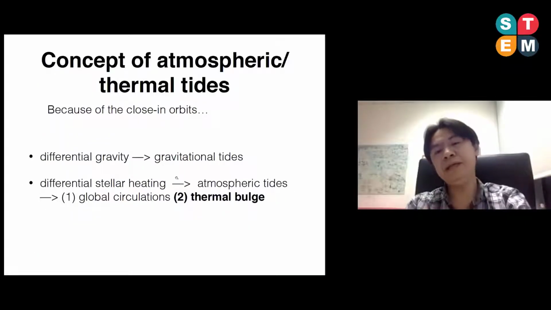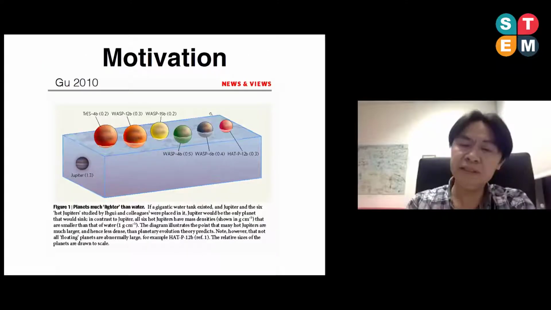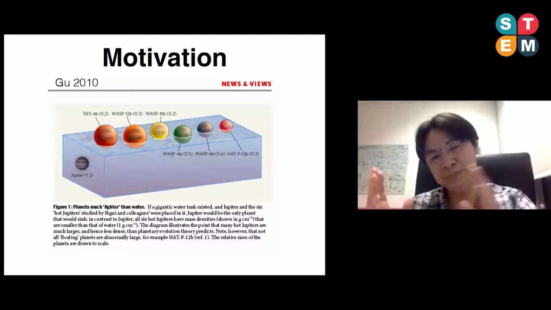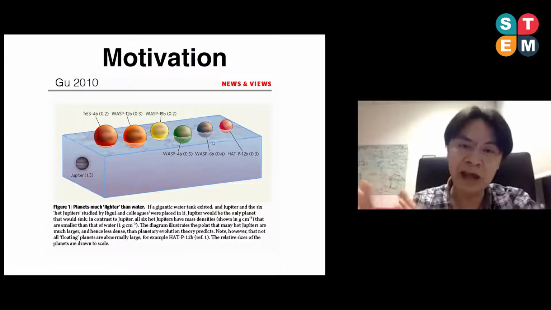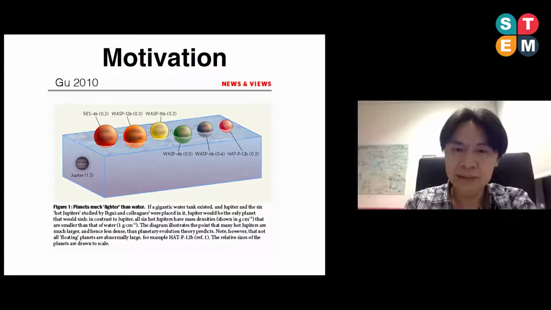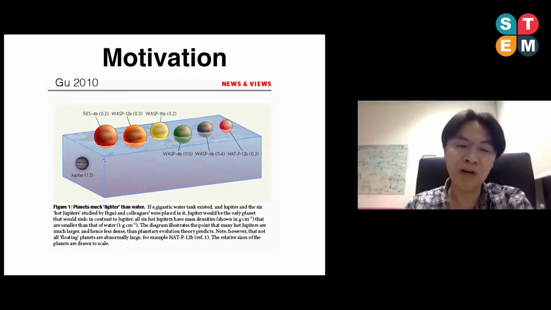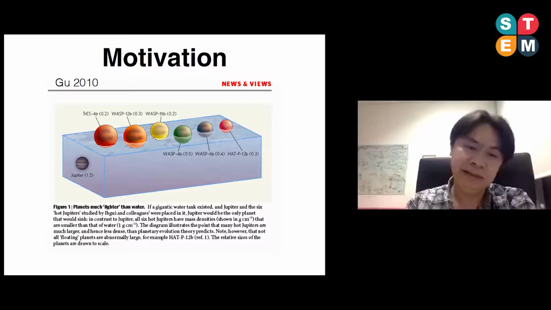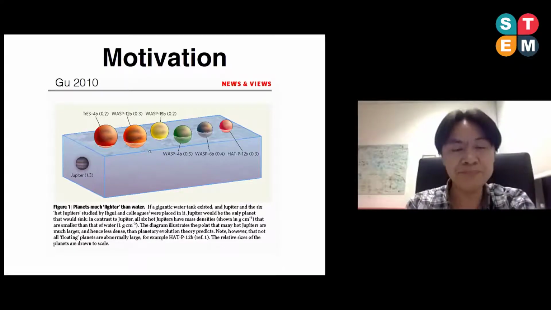So let's move on to the next topic, the tides excited by thermal forcing. The motivation of this is that most of the hot Jupiters are actually too big to be explained by the current theoretical models. So just imagine there's a gigantic water tank. It turns out most of the hot Jupiters have a density that is too low, and they are floating in the water. By contrast, Jupiter is more compact, so the density is high, so it sinks to the bottom. So the bottom line is all the hot Jupiters are actually bigger than our Jupiter in the solar system.